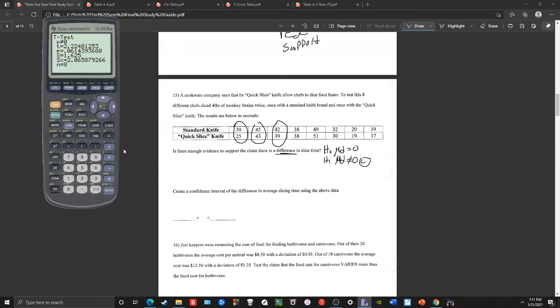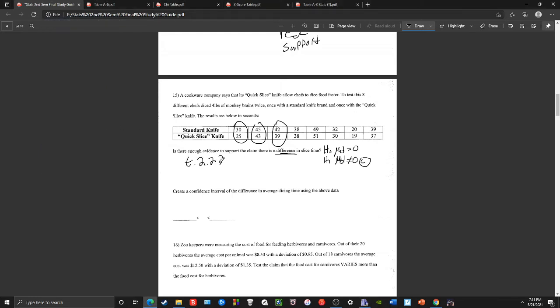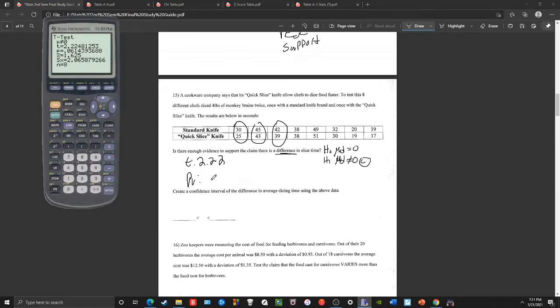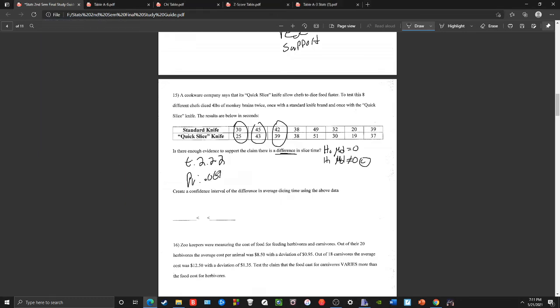So my test stat is 2.22. Let me just make sure I got this right on the study guide here. Yes, so my test stat is 2.22. My p-value is 0.061. And 0.061 is definitely more than 0.05. So because the p-value is bigger than 0.05, that means we're going to fail to reject H0. So we're going to fail to reject H0, which means that there is not enough evidence to support the claim. So it does not support the claim, right?